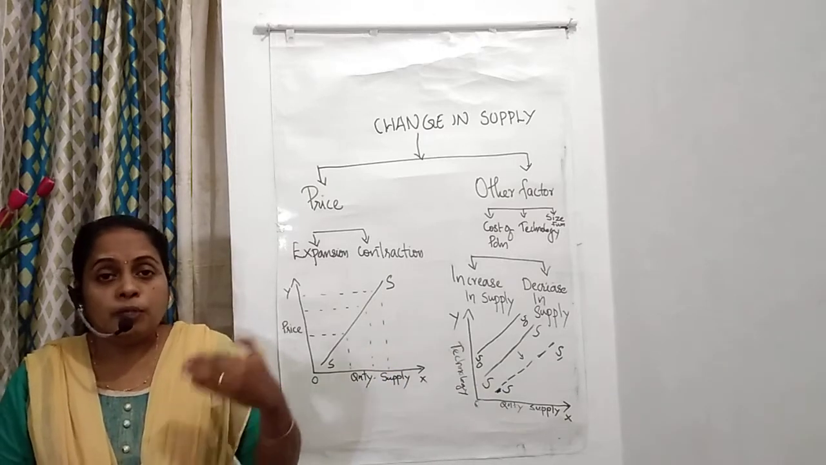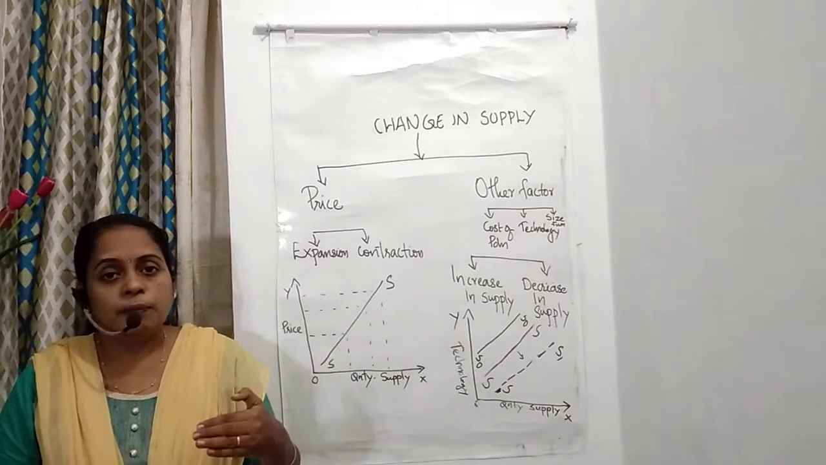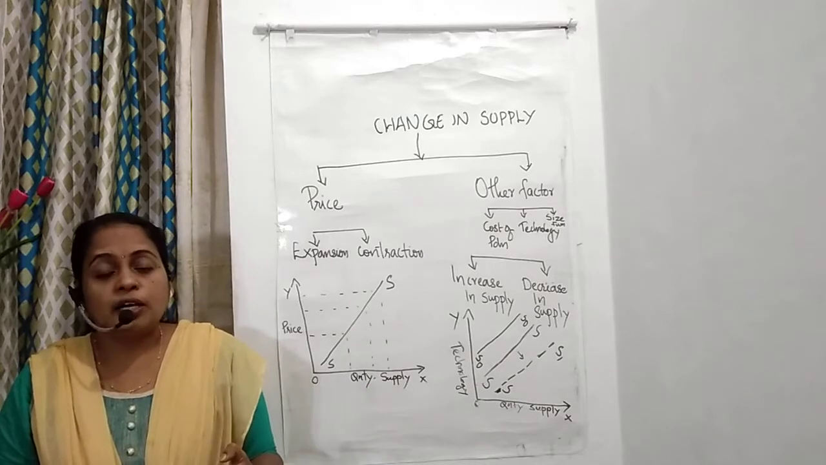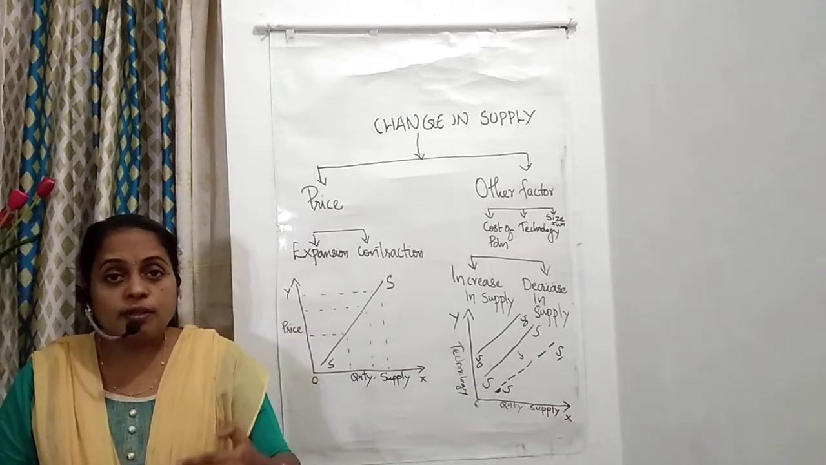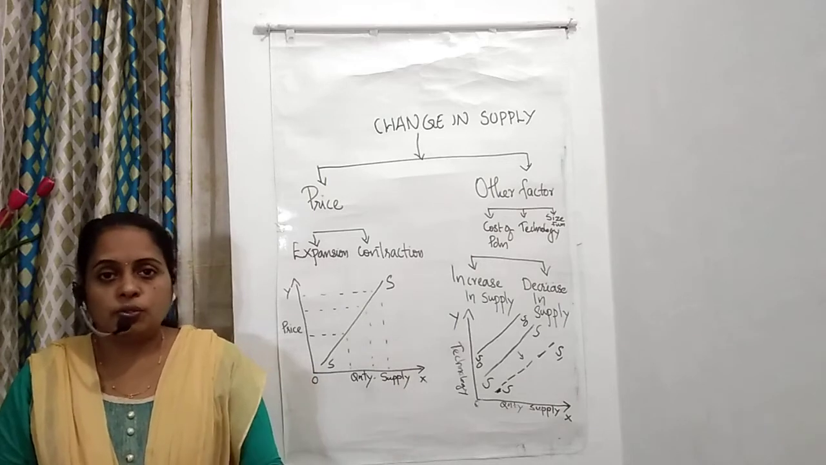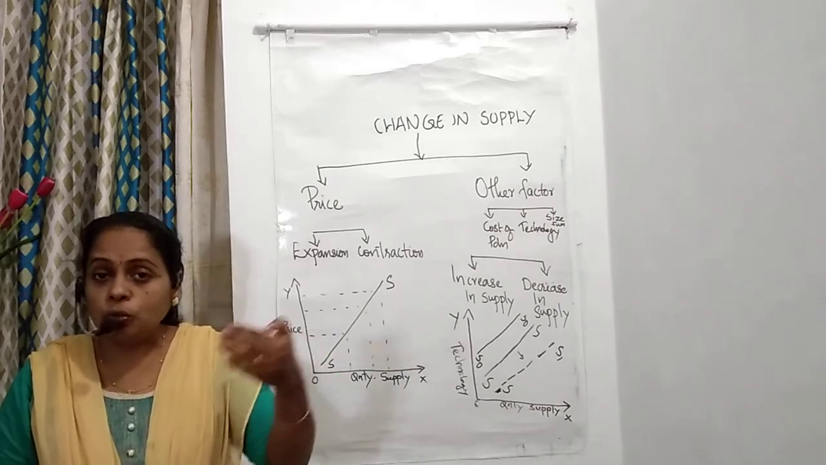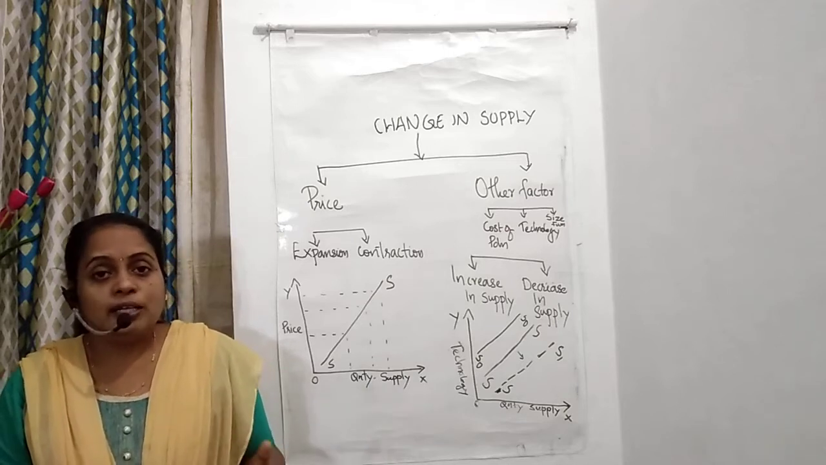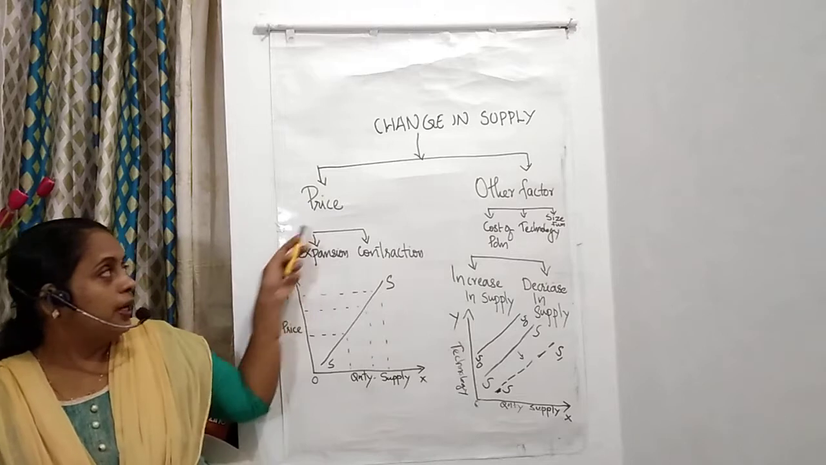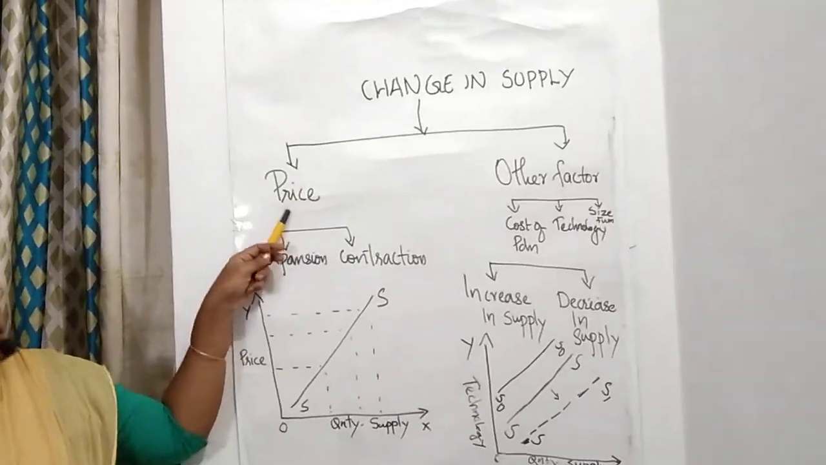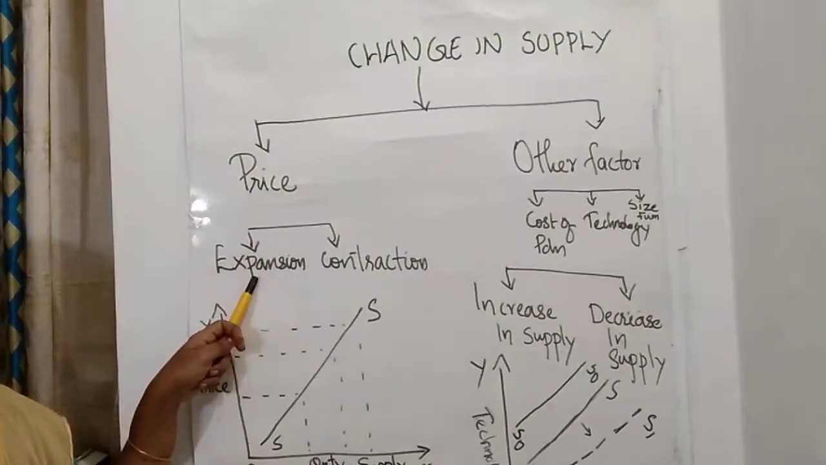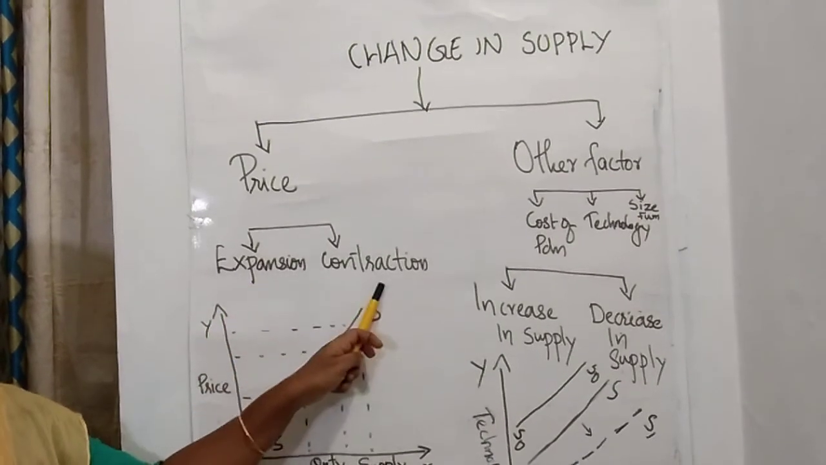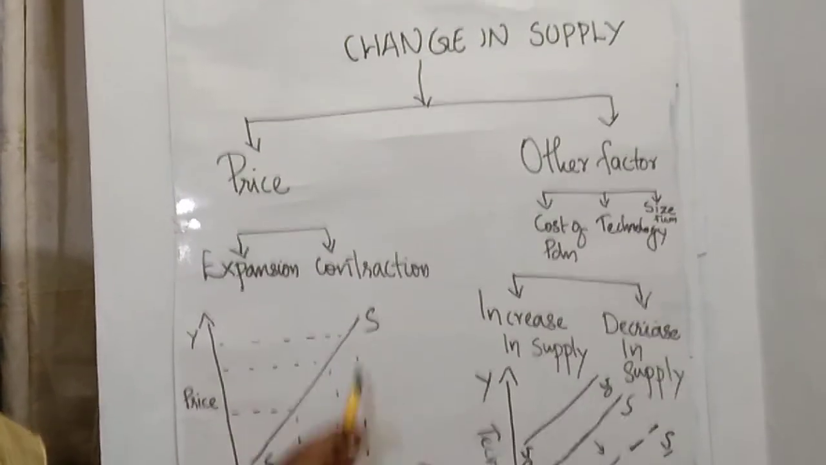Okay, then when the price of the commodity is high, supply expands. When the price of the commodity decreases in the market, the producer will contract its supply or reduce its supply. So expansion and contraction take place on the same supply curve. That is shown in the diagram. A change in supply due to change in price, either expansion of supply or contraction of supply. Expansion and contraction take place on the same supply curve.